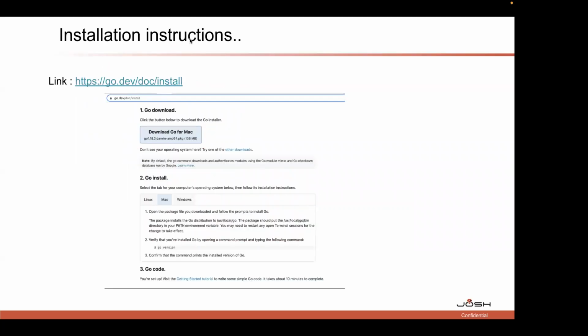Now about the installation instructions, you could go to this link. As I've claimed, Golang is designed for simplicity. So you will be able to install it by following the easiest instructions ever. You could go to this link, select your operating system and follow 3 or 4 easy steps and get it installed. So with this, we have completed the introduction of Golang.